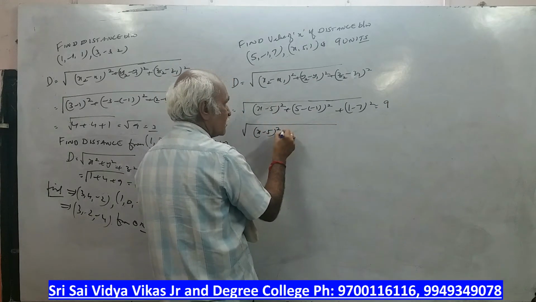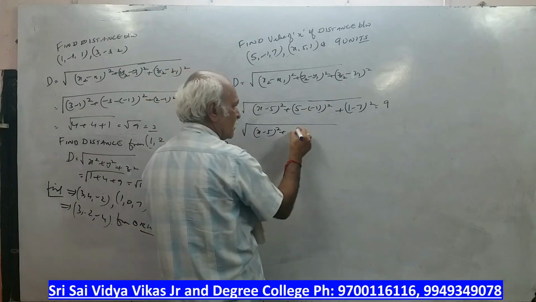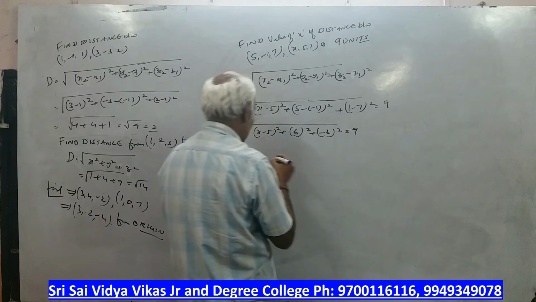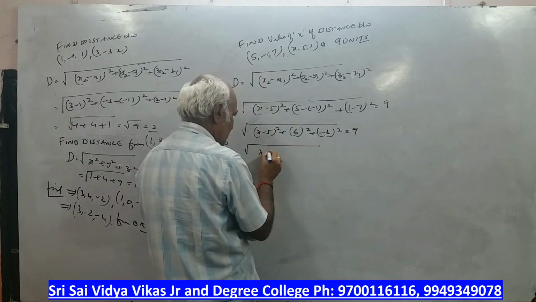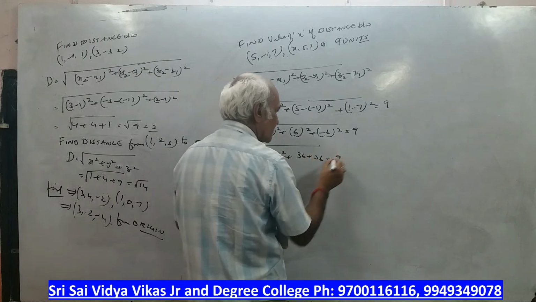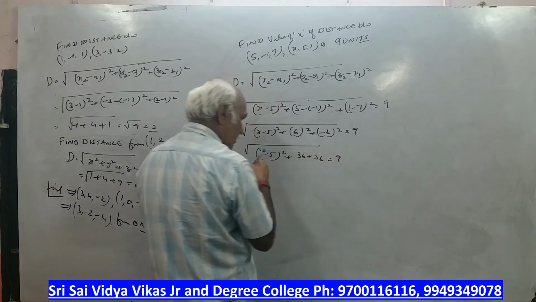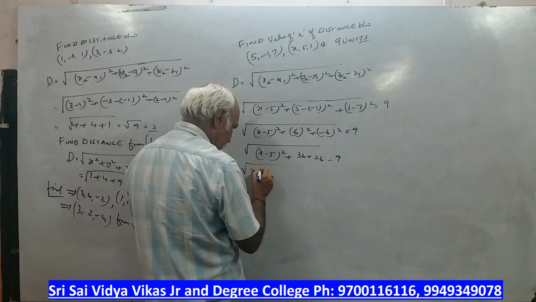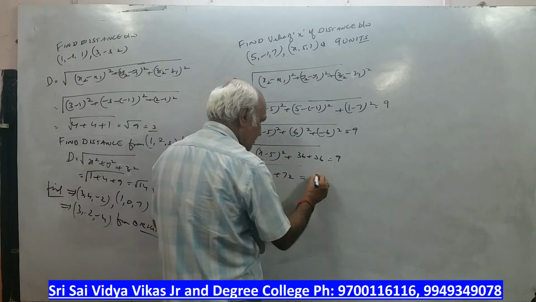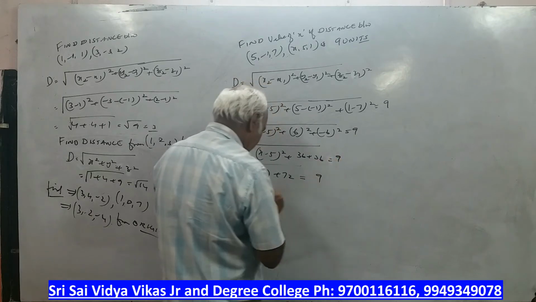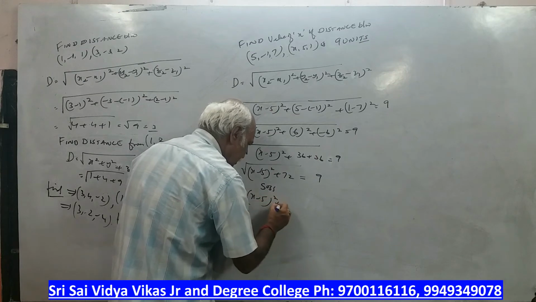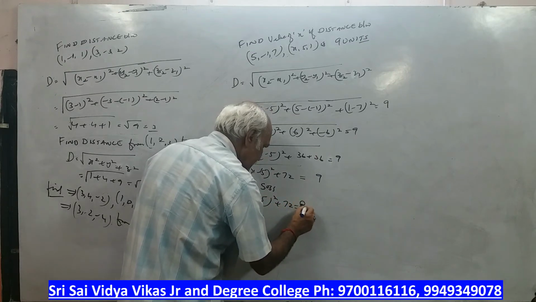Root of (x minus 5) whole square, minus of minus is plus, 6 square plus minus 6 square is equal to 9. Root of (x minus 5) whole square plus 36 is equal to 9. Right? I am not expanding this, observe here. (x minus 5) whole square plus 72 is equal to 9. So square both the sides. So (x minus 5) whole square plus 72 is equal to 81.